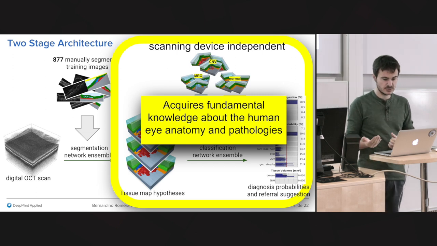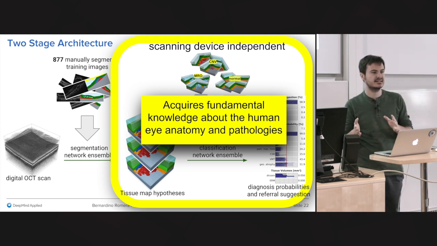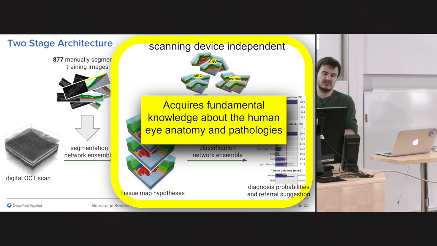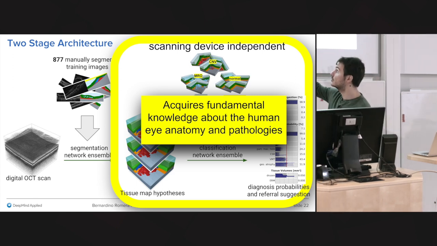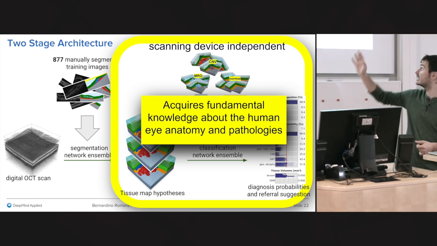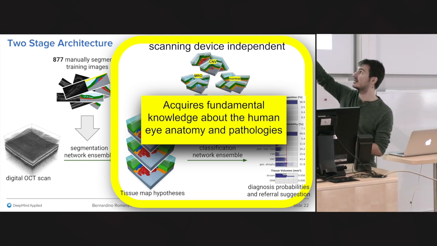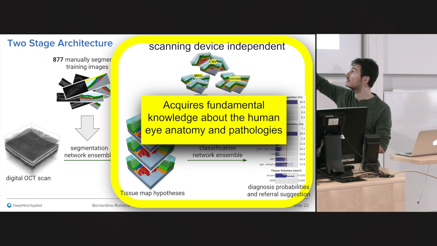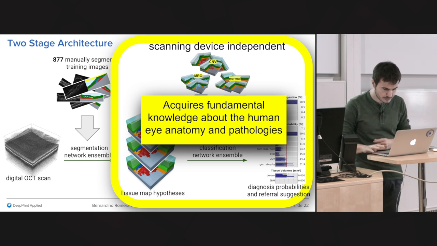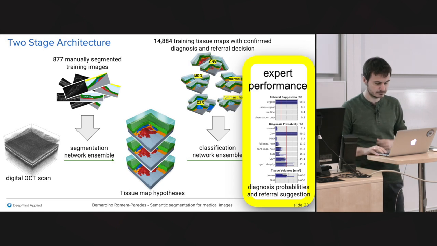And that allows us also to incorporate easily scans that have been taken from a different scanning device. So actually, if we get a new set of scans from a different device, we have to train this segmentation network while still keeping the original classification network fixed. Basically, we only need a few hundred labels for the first stage, and then we are done. Actually, I'll talk a bit about that later. And we do all this while keeping expert performance, which is what we wanted in the end.